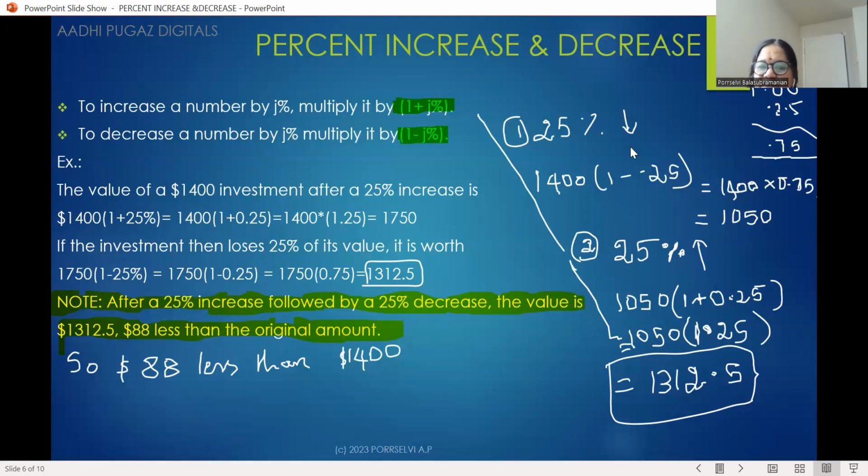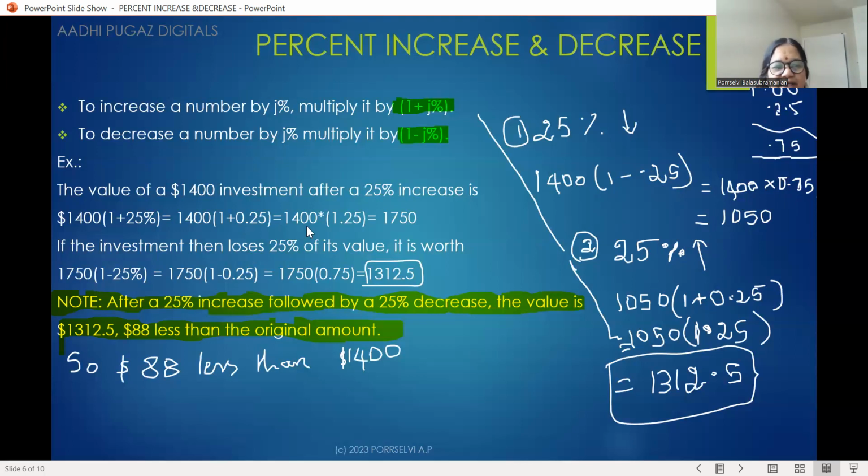So 25% decreased, right? So 1400 of 1 minus 0.25. How did we get this 0.25? 1 minus, sorry, here, 1 minus 0.25. So 1 minus 0.25 is 0.75, we are getting 1400 times 0.75, so 1050. Okay. Then 25% increased. Now the processing is in reverse order.